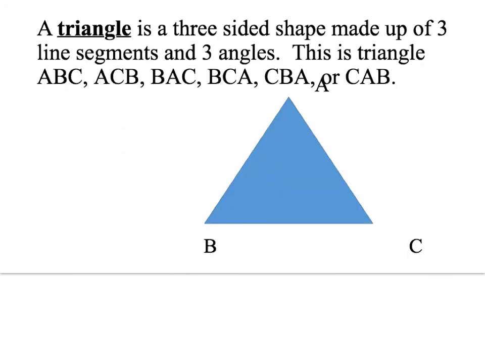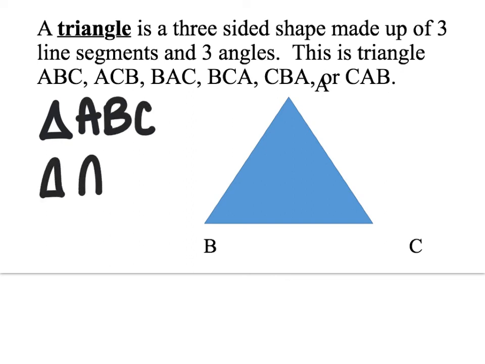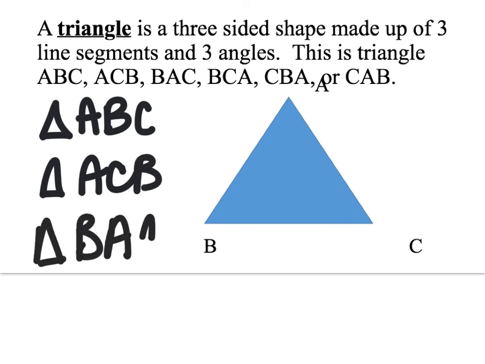Alright, this is a triangle. A triangle is a 3-sided shape made up of 3 line segments and 3 angles. This triangle is triangle ABC, triangle ACB, triangle BAC, triangle BCA, triangle CBA, or triangle CAB. All 6 of those are acceptable names for this triangle. Okay, the symbols that you use when you name a triangle is a triangle. So triangle ABC or triangle ACB or triangle BAC. Okay, and on and on and on.